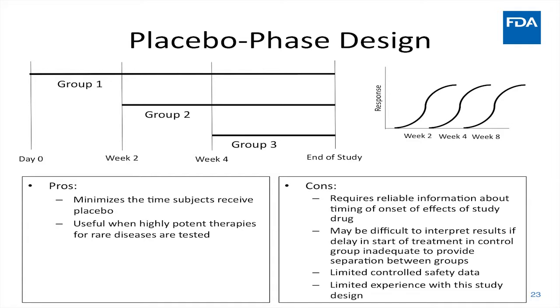So a placebo phase design, which we haven't seen a whole lot, but it's also another possibility to assess potential efficacy, is where you phase in treatment. And this is the type of response that you would expect. Again, I summarized some of the pros and cons of such study design. Essentially, all the patients would get treated at some point.